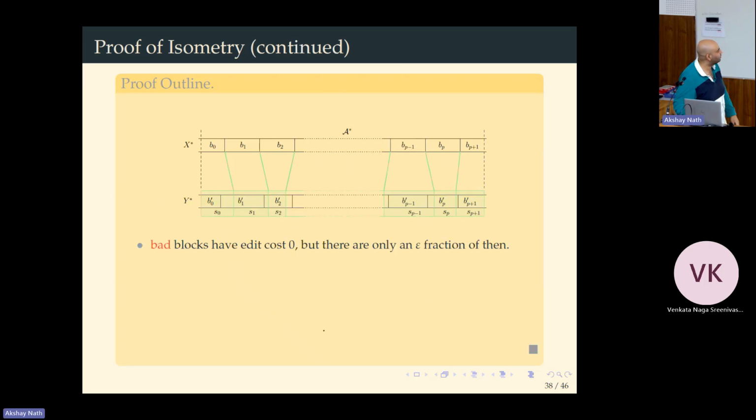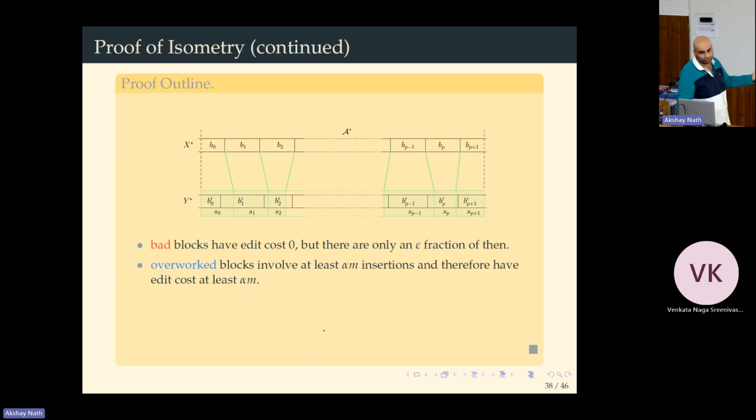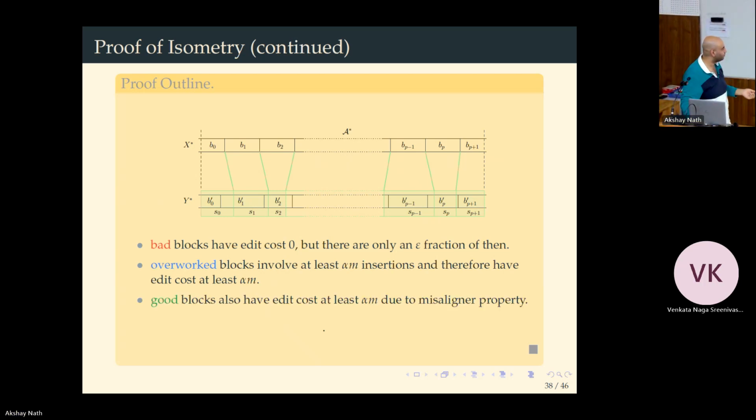So what do we do? If it's a bad block, then of course its edit distance is 0 because it's matching completely. But the epsilon self-dissimilarity property guarantees this happens only an epsilon fraction of the time. So, okay, fine, for this epsilon fraction of the times, I don't care what happens. And for the remaining 1 minus epsilon fraction, if you have an overworked block, its length at the top is m, but at the bottom is 1 plus alpha times m. So there are at least alpha m insertions. So I've at least gained alpha m as the cost.